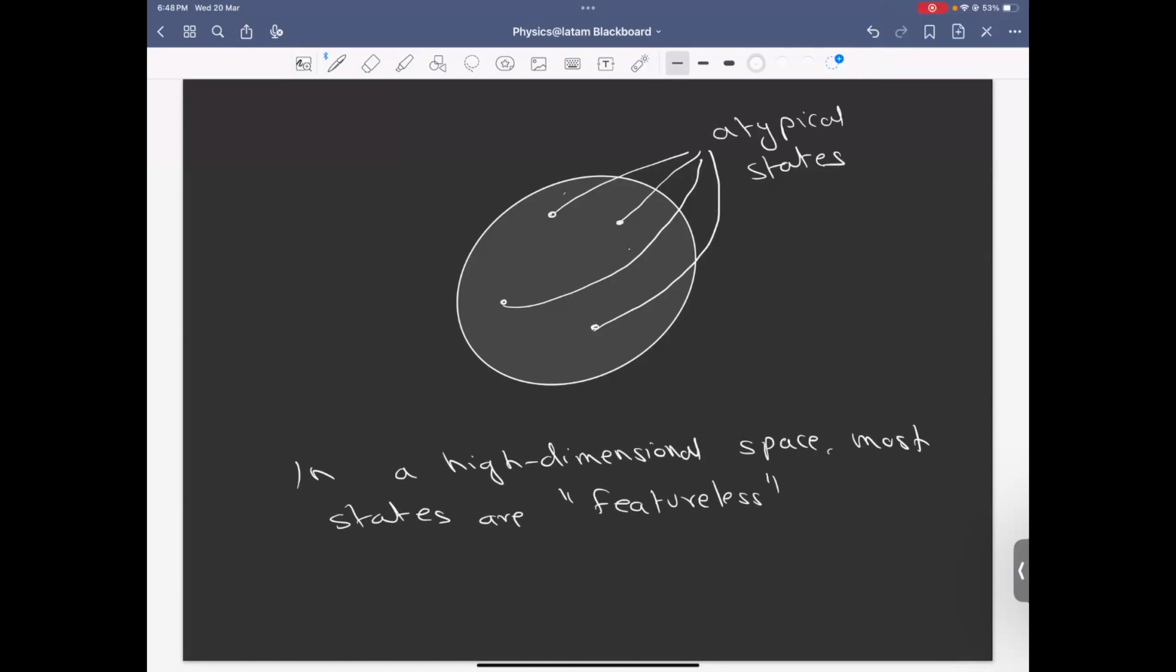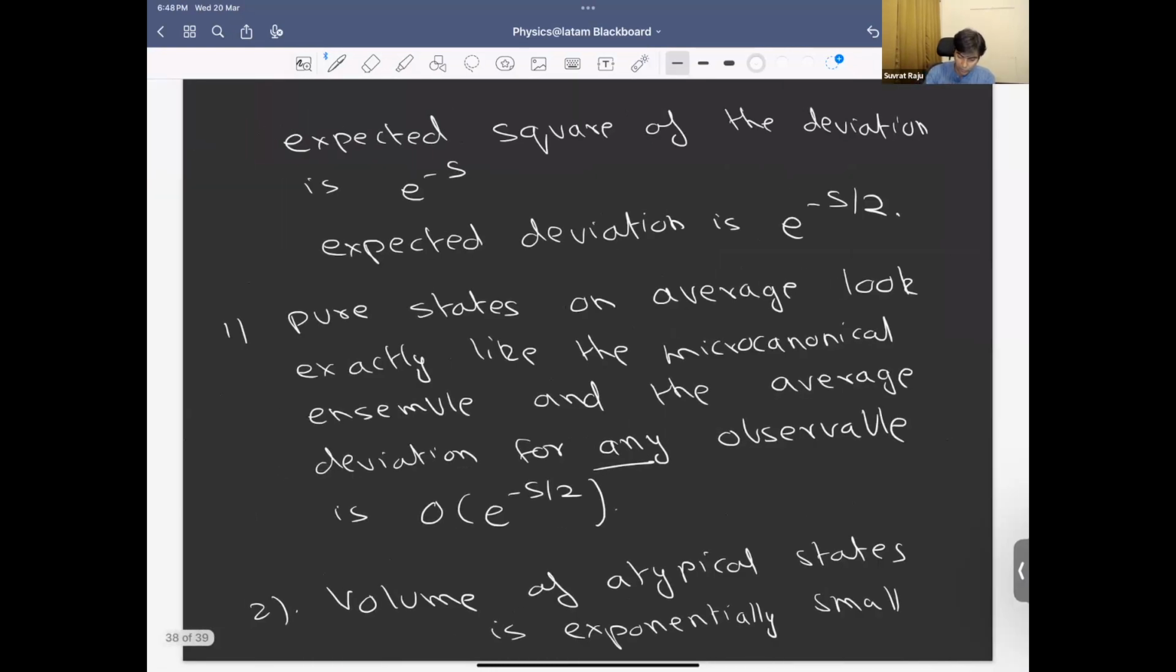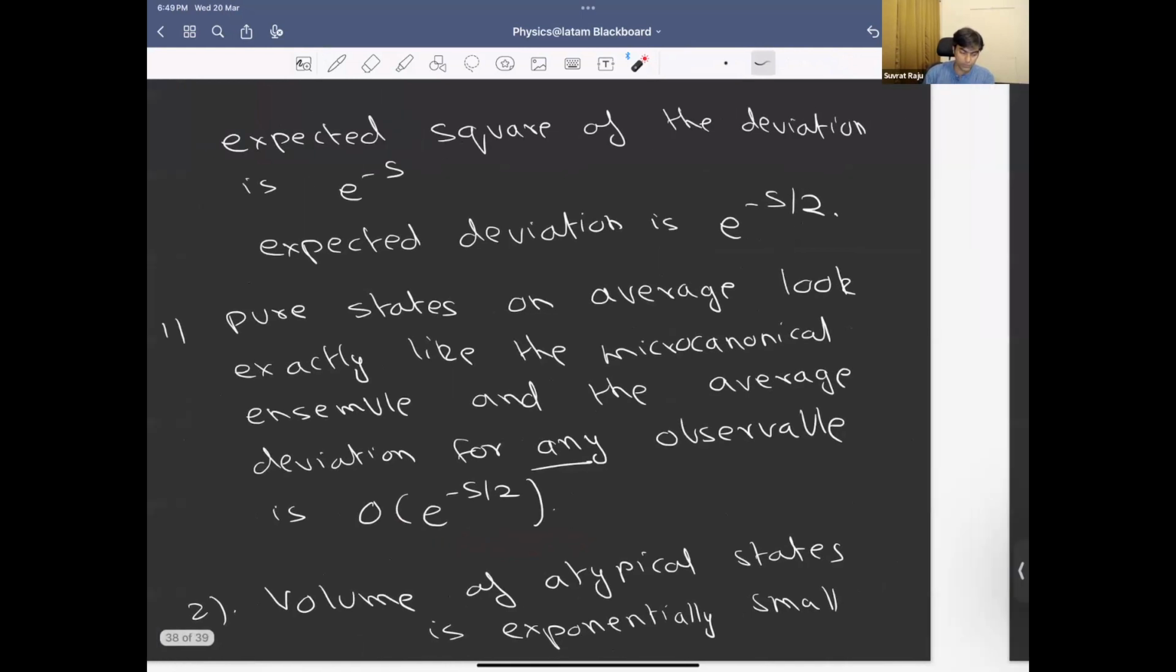Okay. Yeah, in fact, this is what I wanted to ask. So this result is applicable when you have a large number of states? That's right. It relies on having a large number of states because what was small here was everything was e to the minus S by 2. So it's very important that e to the S was large. Otherwise, this result could be order 1. Thank you.